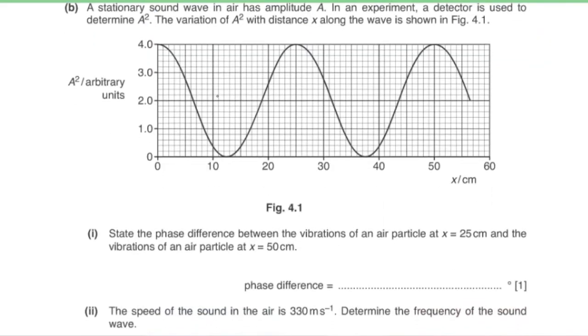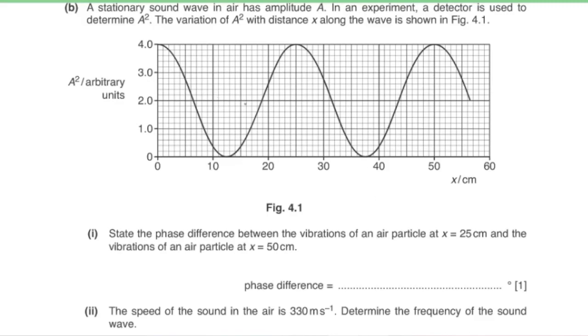Part B. A stationary sound wave in air has amplitude A. In the experiment, a detector is used to determine A squared. The variation of A squared with distance x along the wave is shown in figure 4.1. Part 1. State the phase difference between the vibrations of an air particle at x equals 25 centimeters and the vibrations of an air particle at x equals 50 centimeters.